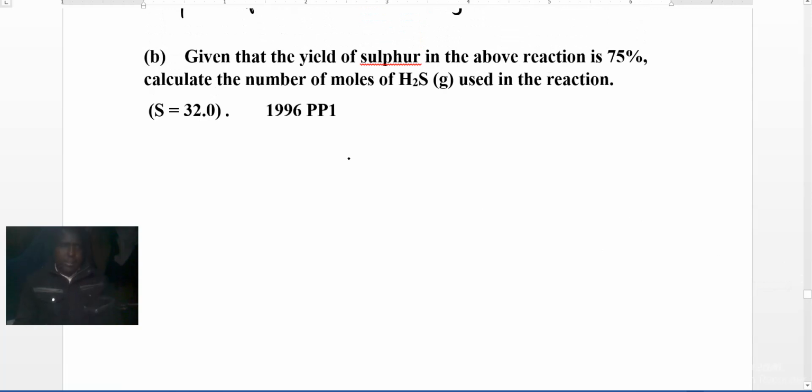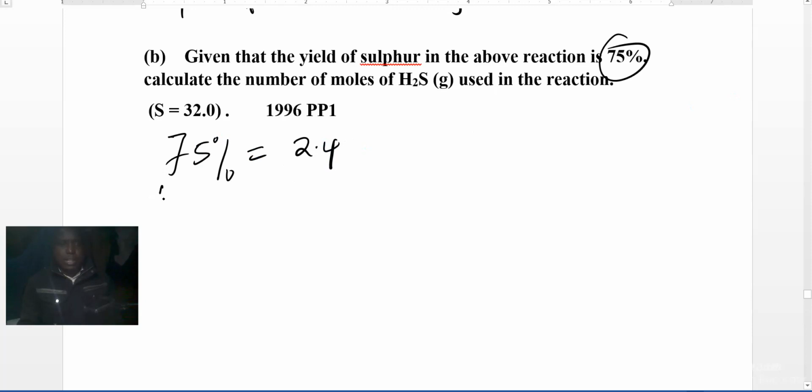Given that the yield for sulfur in the above reaction is 75%, calculate the number of moles of hydrogen sulfide gas used in the reaction. So first let us get 100%. What is the mass for 100%? Because 75% gives us the 2.4 that was used.